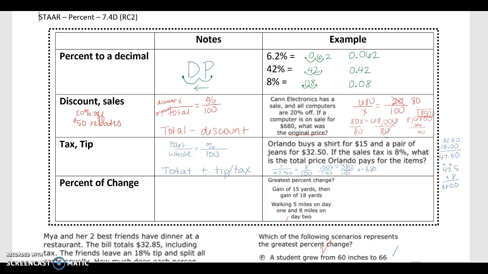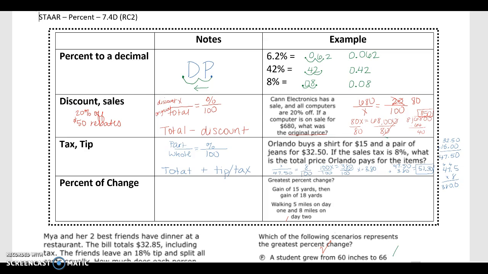But is it asking for the tax? No, it's asking for the price that he pays for the item. So he pays for the total, right? $47.50 plus he pays for tax. So plus 3.80 equals, let's see, 0, 8 plus 5 is 13, 10, 11, 4, 5. So he pays $51.30.